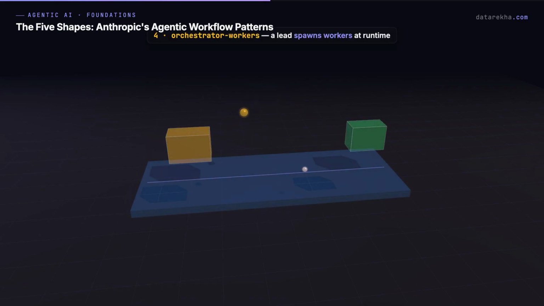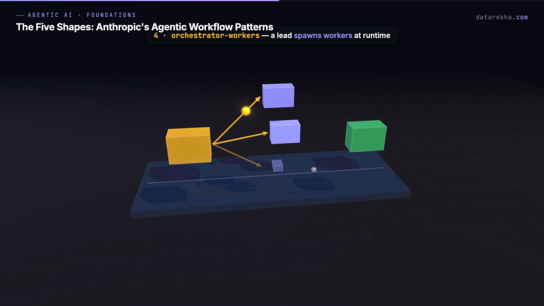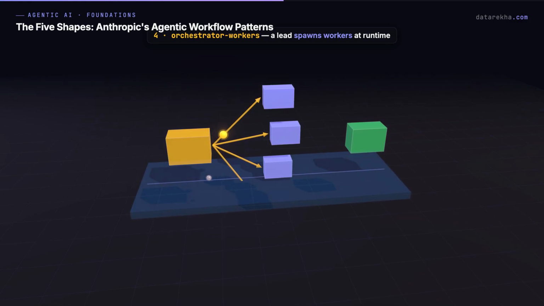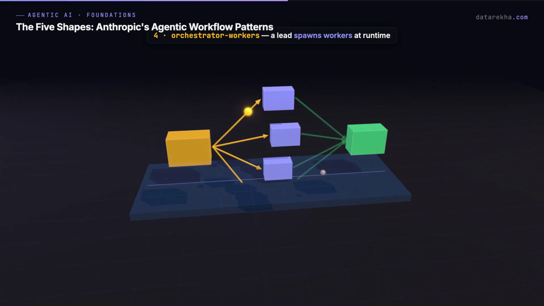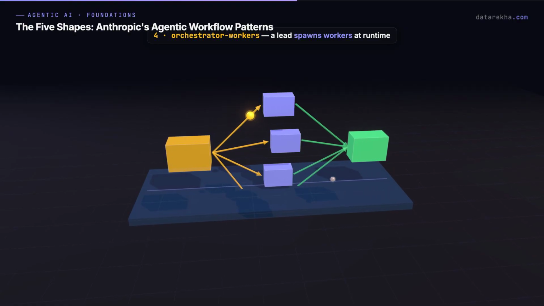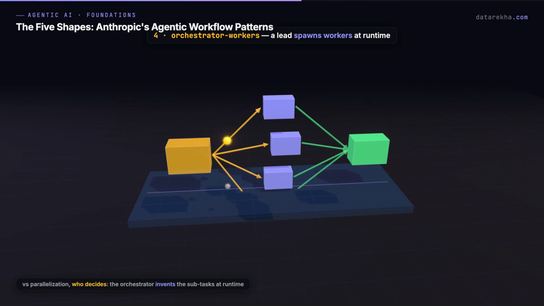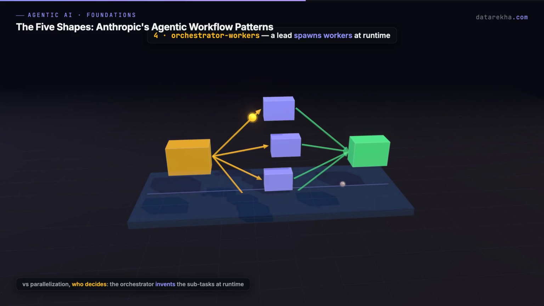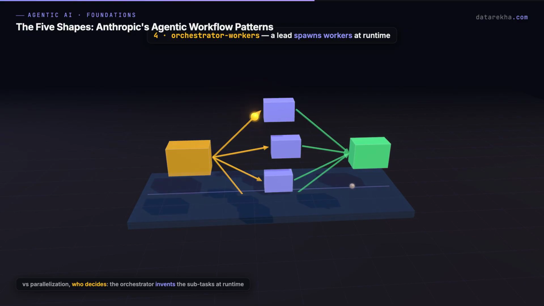Pattern 4, orchestrator-workers. A central model dynamically breaks the task into subtasks, delegates each to a worker, then synthesizes the results. And the key difference from parallelization is who decides. In parallelization, your code fixes the subtasks up front. Here, the orchestrator invents them at runtime, after it sees the input.